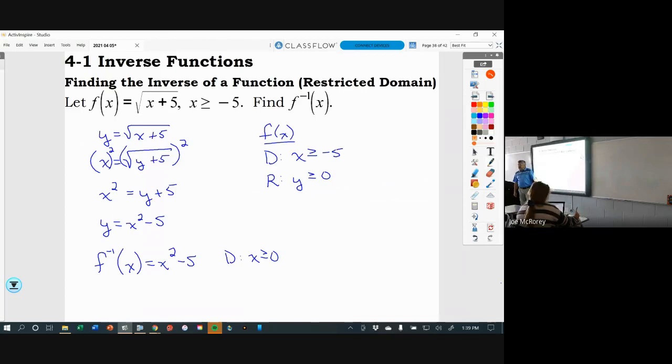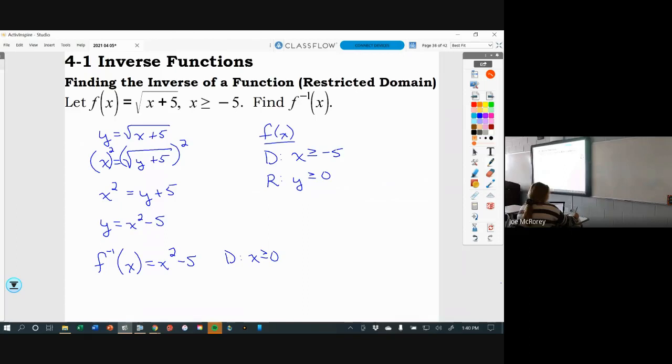So what's the range of this guy? y is greater than or equal to -5. Okay? But we don't have to specify that. We only have to specify the domain when you're talking about inverse functions. Questions on this guy? Spent quite a bit of time on this one.